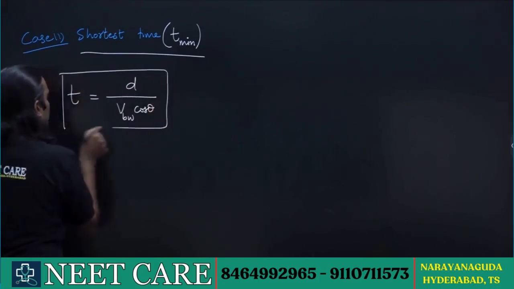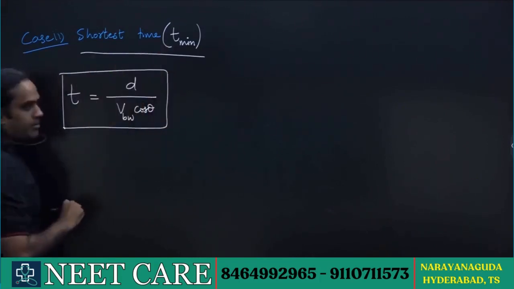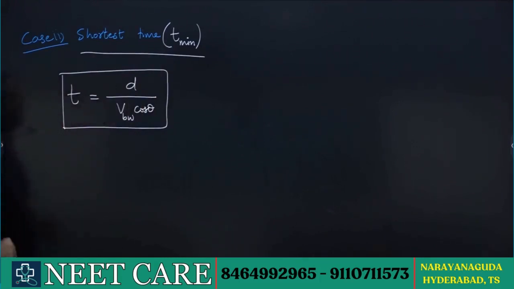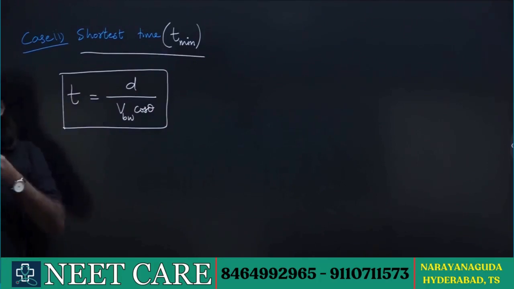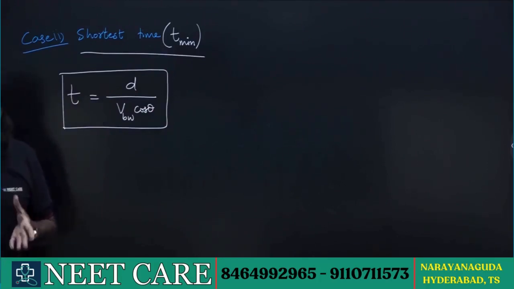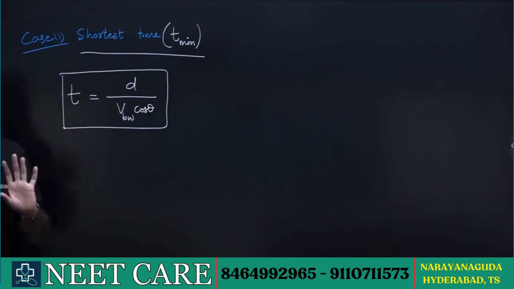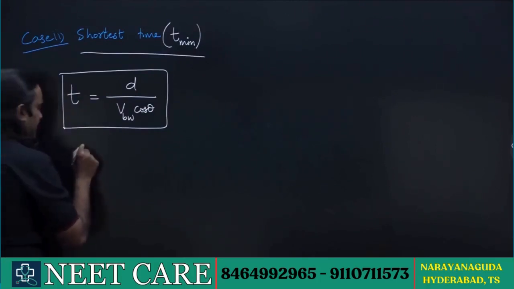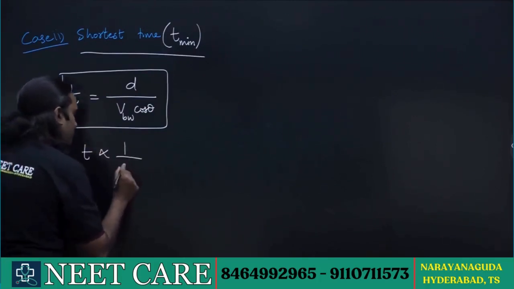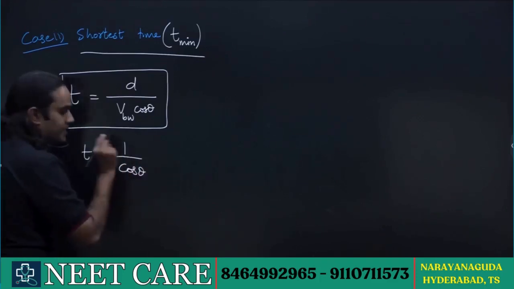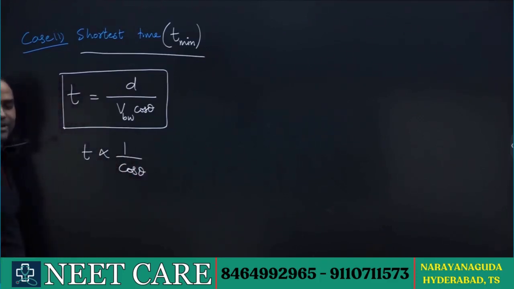Now in case 2, we must calculate T minimum. In this formula, VBW usually will be kept fixed, constant, no acceleration, right? D, the width of the river, is constant. Then we can write here, T is inversely proportional to cos theta. Is it or not? That means on increasing theta, time decreases. On decreasing theta, time increases.